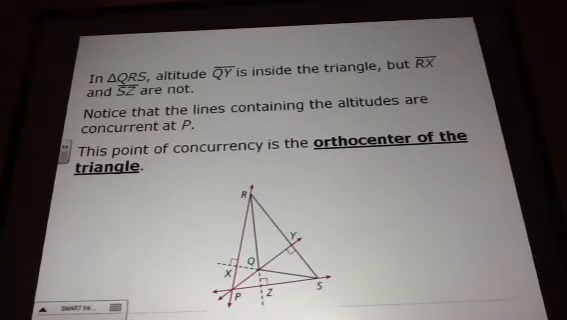So we've got triangle QRS, and altitude YQ here is inside. Vertex to opposite side, perpendicular. Altitude RX and altitude SZ are on the outside of the triangle. Vertex to Z, outside the triangle. Here's where it's perpendicular. RX, vertex to X, outside the triangle. The altitudes of the triangle intersect at the point of concurrency. This is called the orthocenter of the triangle, point P right here.